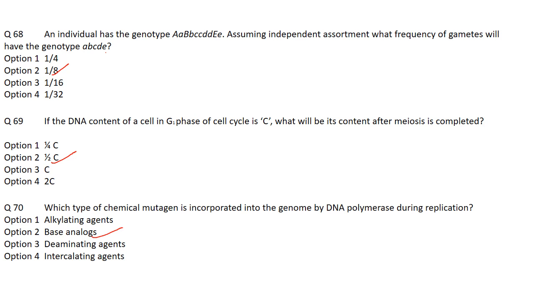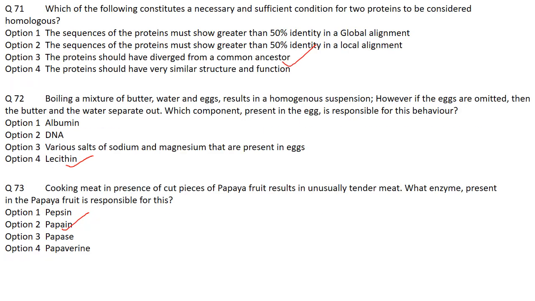If the DNA content of the cell in G1 phase of the cell cycle is C, what will be the content after meiosis is completed? It will be half. Meiosis will result in haploid gametes. So it will be half of C. So answer is option 2. Which type of chemical mutagen is incorporated into the genome by DNA polymerase during replication? It is base analogs. Answer is option 2.